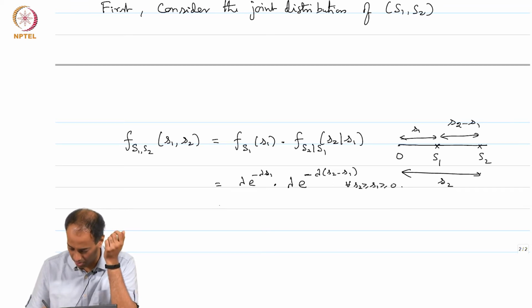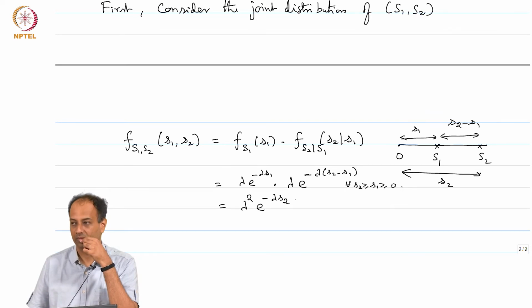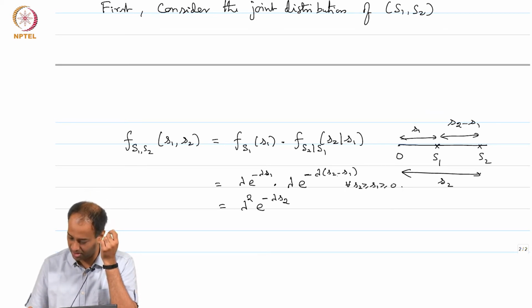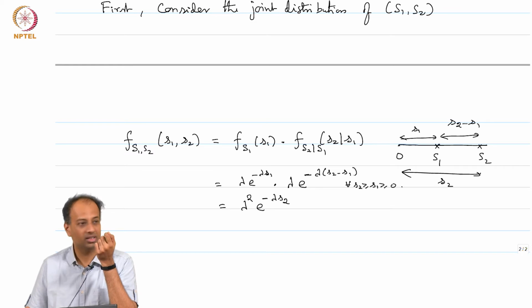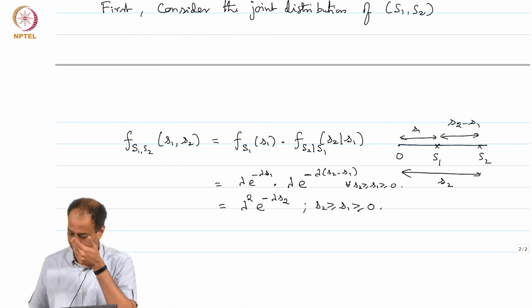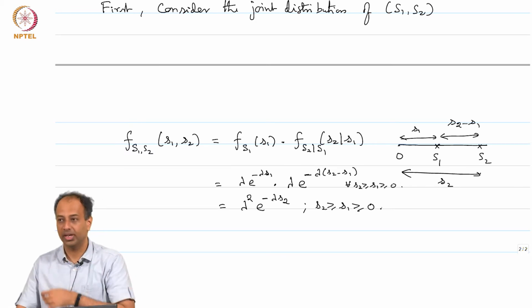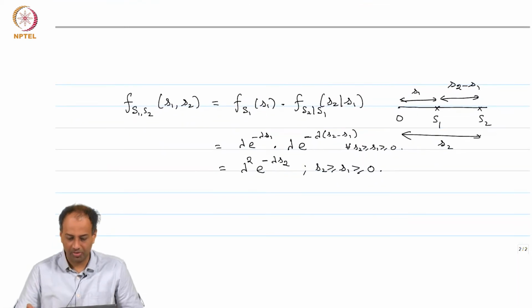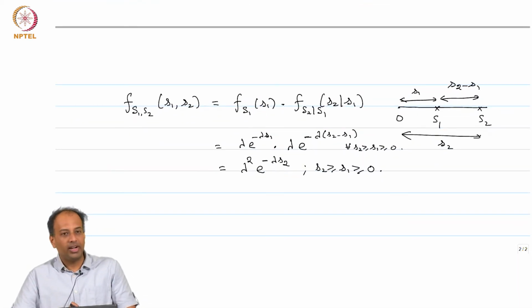So, what does that work out to be? That works out to be lambda squared e to the minus lambda S2, right, because this cancels with minus lambda S1, correct, yes, and this is true for S2 bigger than or equal to S1 bigger than or equal to 0, all right. So, the joint density of S1 and S2 is lambda square e to the minus lambda S2.